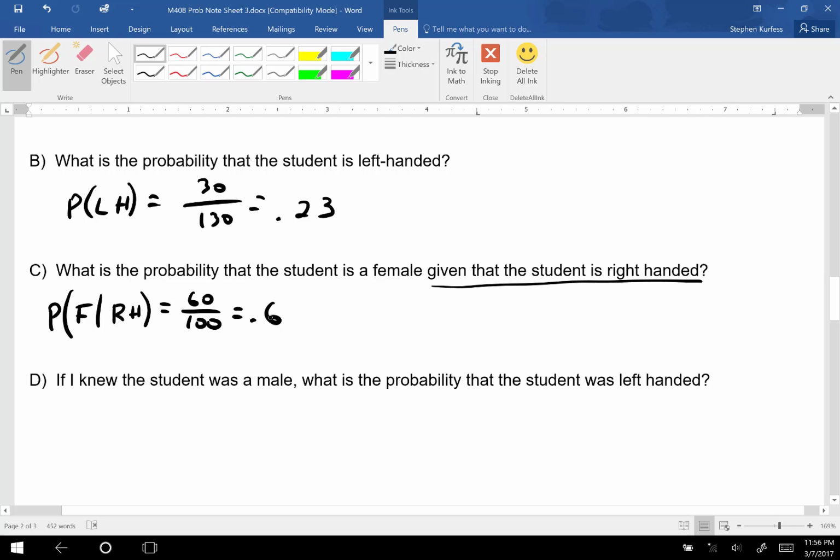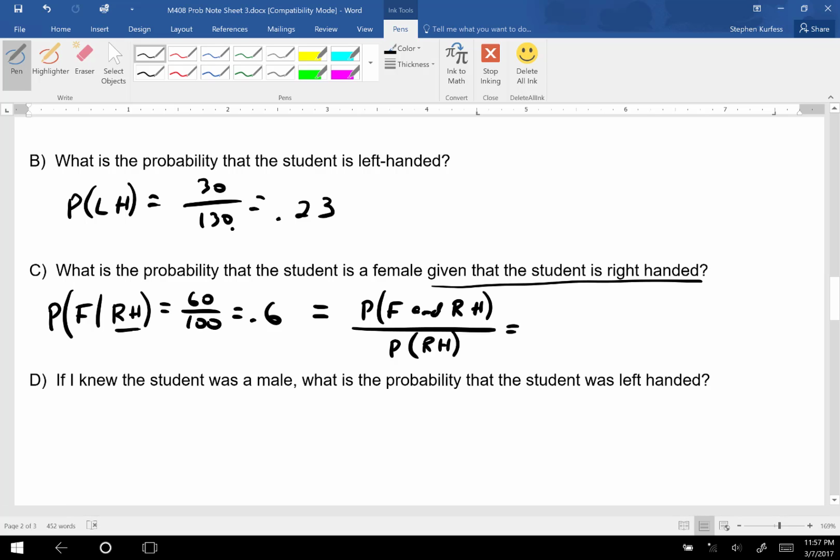Now that's just kind of looking at the chart. Let's say we did it using our probability. So we know the probability of female given right-handed is equal to the probability of female and right-handed divided by the probability, and remember that right-handed goes down here, of right-handed. Okay, so let's go back up here. And by the way, I'm saying probabilities, and I know I'm saying like 30 and 130. You can use the numbers because your denominators are going to be the same, and they'll cancel out.